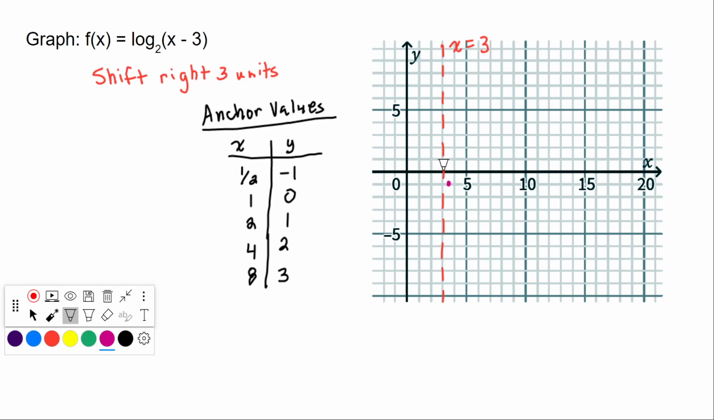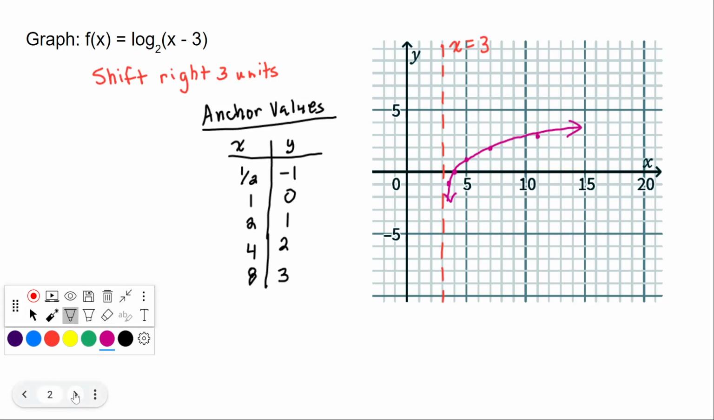From that vertical asymptote, I go 1 unit to the right, and I'm on the x-axis. For the next point, 2 units is up 1. 4 units is up 2. And 8 units, so that was 4, 5, 6, 7, 8 units, is going to be up 3. So we have that same shape curve that we had in the previous example. It's just that it's been moved to the right 1 unit.